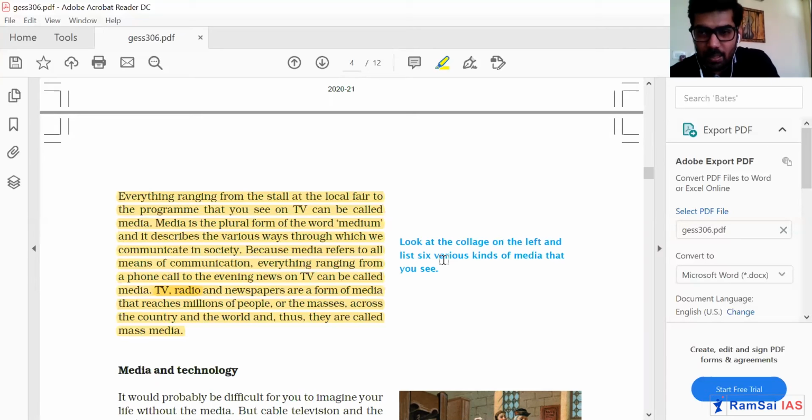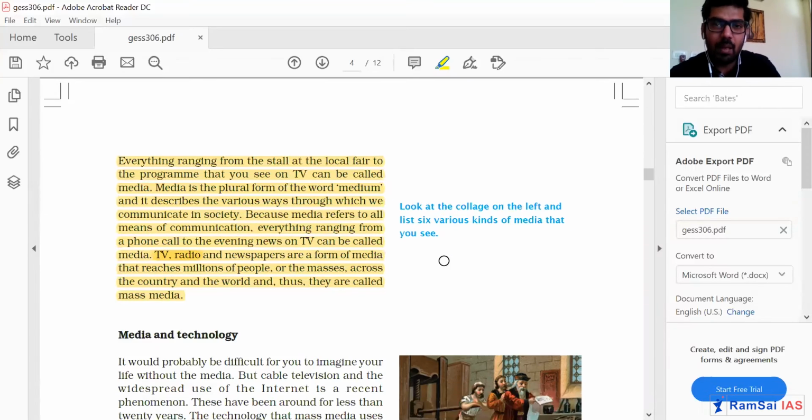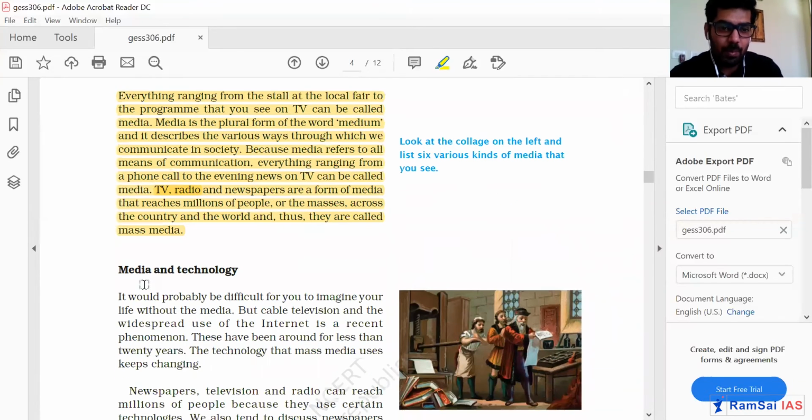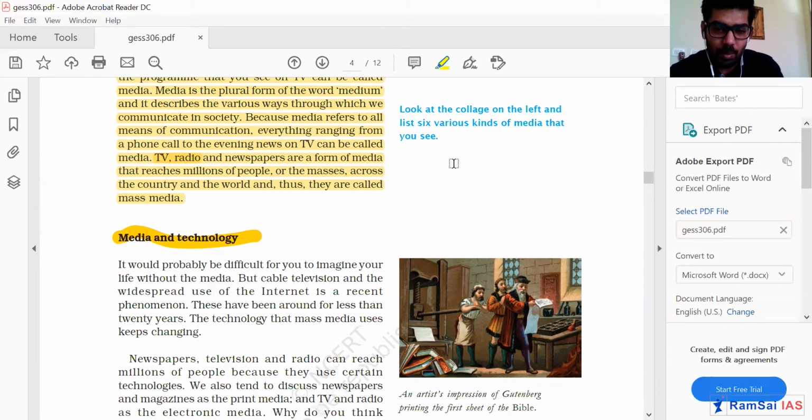So we see that any means of communication is media. So when it reaches masses, when it reaches a large number, then it becomes mass media. And how does it reach the masses? When technology is applied. That is what we see here: media and technology. It is only through technology that you can reach a vast number of people.